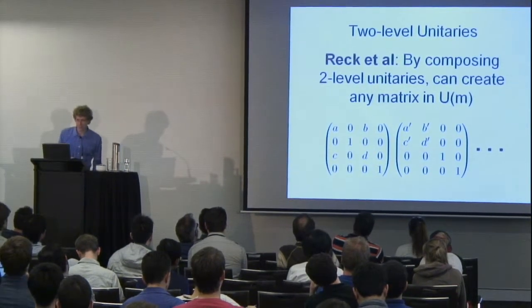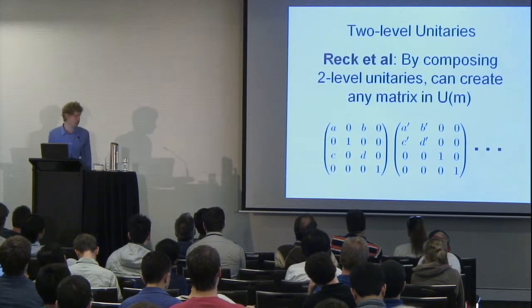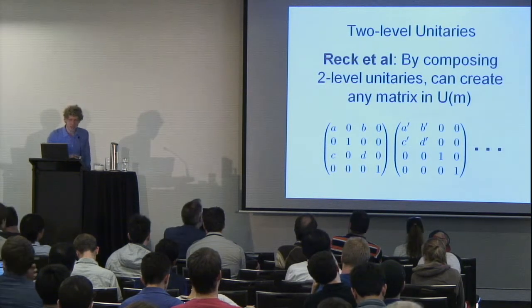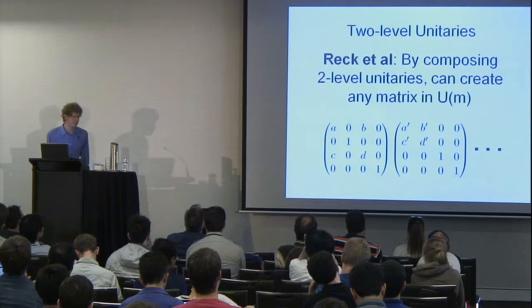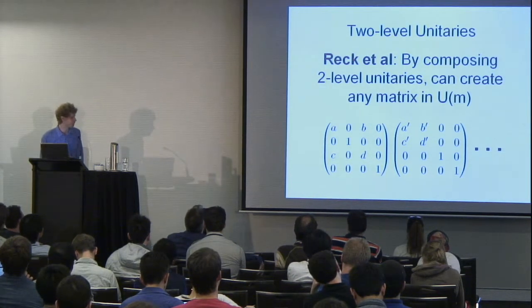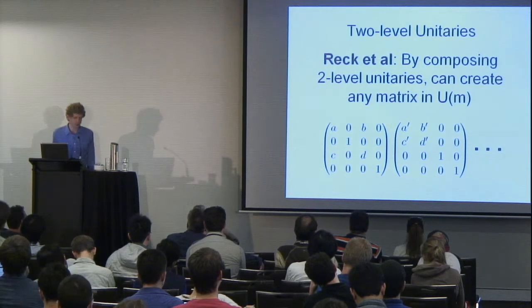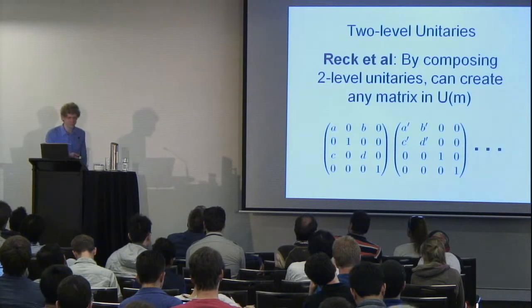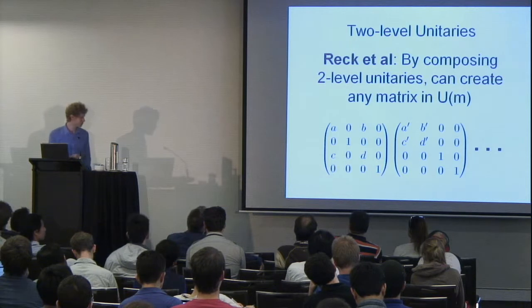All right, so it's well known that by composing two-level unitaries, you can generate any larger unitary matrix you like. So in particular, to generate an M by M unitary matrix, it's necessary and sufficient to take a product of around M squared two-level unitaries. And this was first shown by Reck et al. in 1994. And it also appears, for instance, in Nielsen and Chuang, where they use it as part of the proof that CNOT and all single qubit gates form a universal gate set.